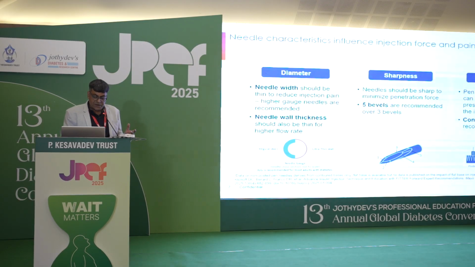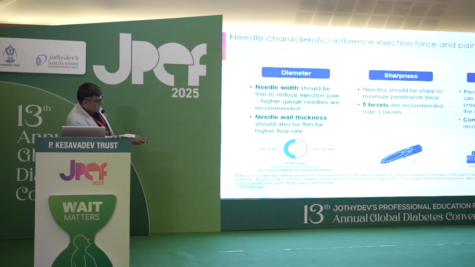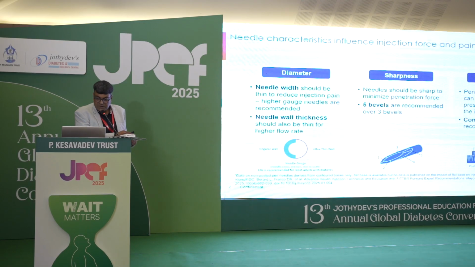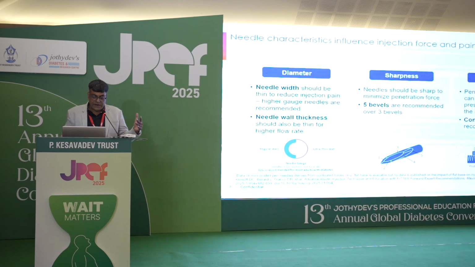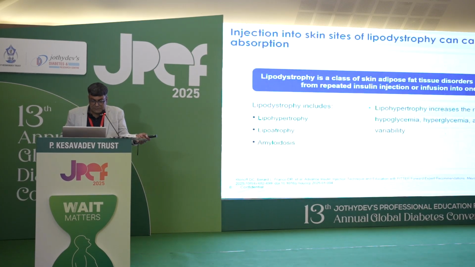The second aspect is the sharpness. Earlier we had 3 bevel needles, and now the latest ones are 5 bevel needles. With needles which are sharp and have 5 bevels, you get less pain and a better patient experience. And the third one, which I never knew about, is the importance of the base of the needle. There are these 3 types of bases. I never noticed that. This one is the posted one, this one is flat, and the ideal one is the contoured one. If you have a contoured needle base, then the pressure distribution is even and the injection is proper. You will not see a lot of variation in the insulin doses. The pain will be less also.